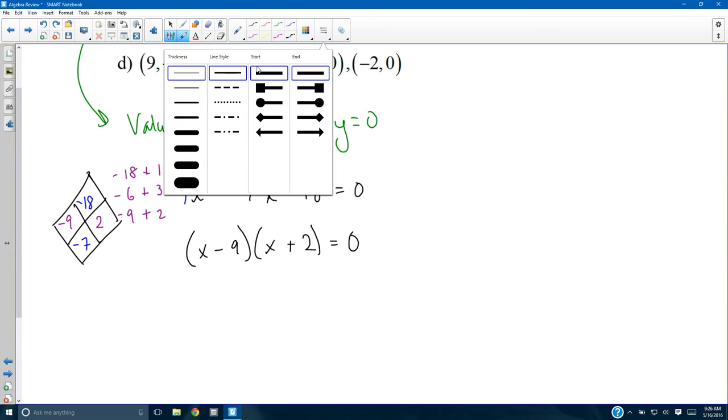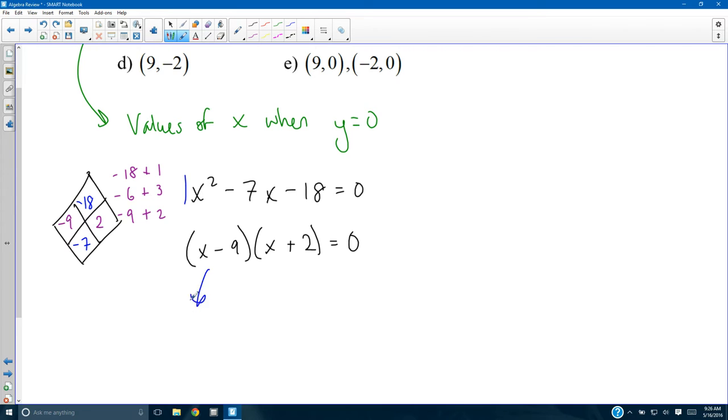Okay, the zero product property, once again, splits these two up into 2 different equations. Either x minus 9 is responsible for being 0. If that's the case, x would be responsible for being 9. Or x plus 2 equals 0, so x equals negative 2.